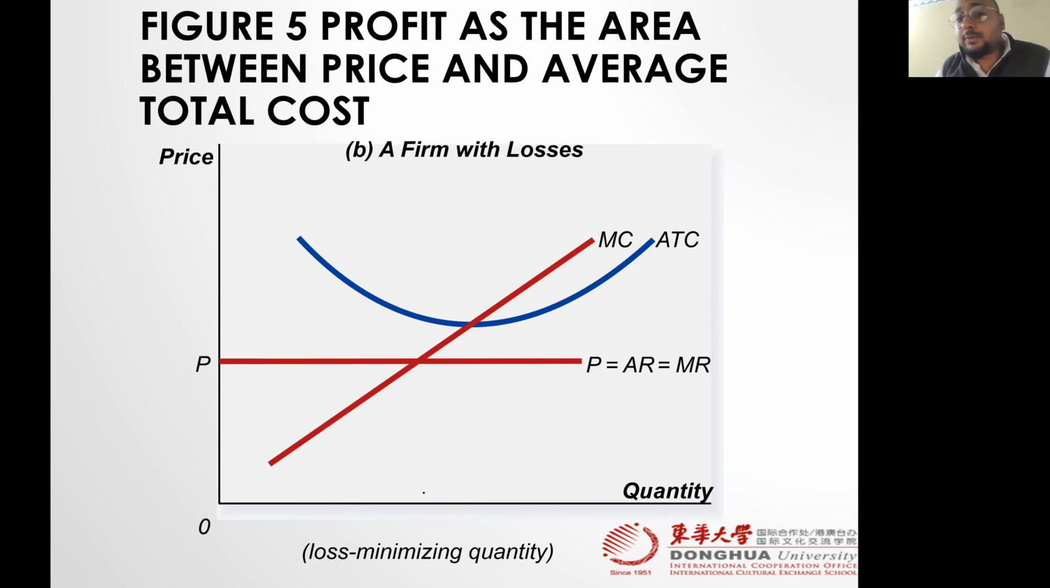Where you need to produce, where MC is equal to MR, is here. What is your cost? The cost of producing this Qmax on the cost curve. So this rectangular area, the pink area, is called loss. All right.